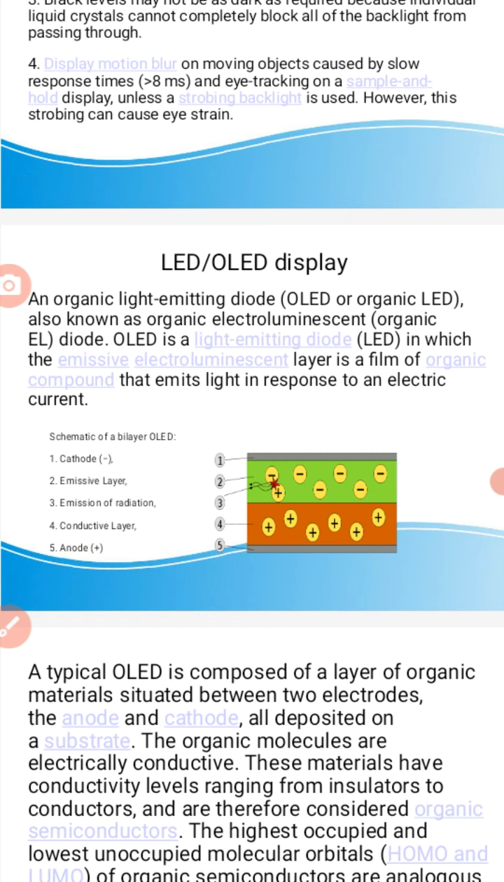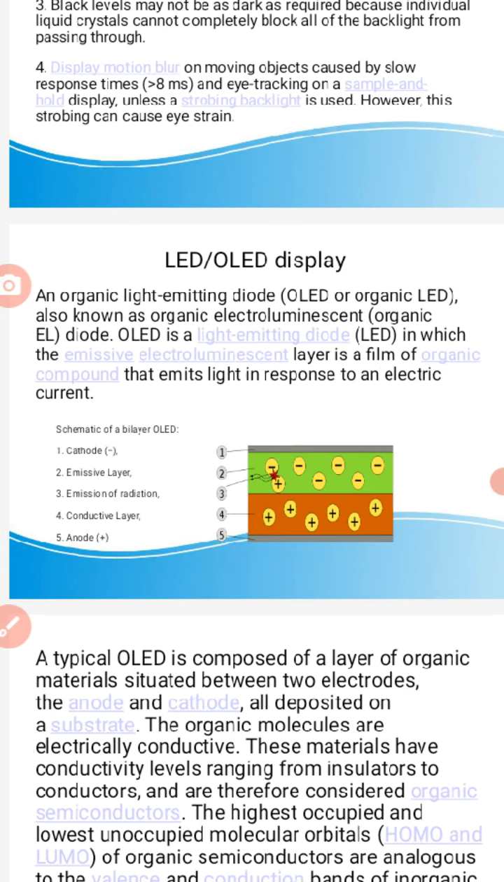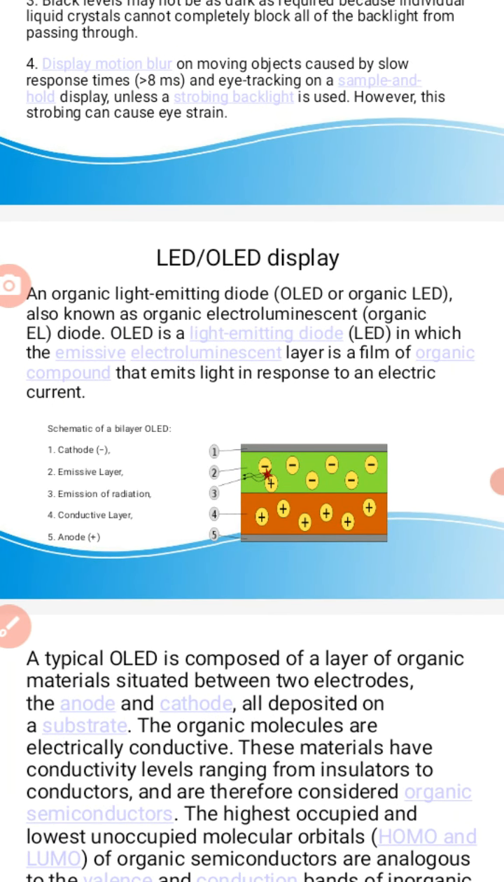So when current passes through the PN junction of the light emitting diode, electrons fall from the conduction band to the valence band, and while falling they emit light. That light emission is the principle of LED. An OLED is simply a light emitting diode where the light is produced by organic molecules.